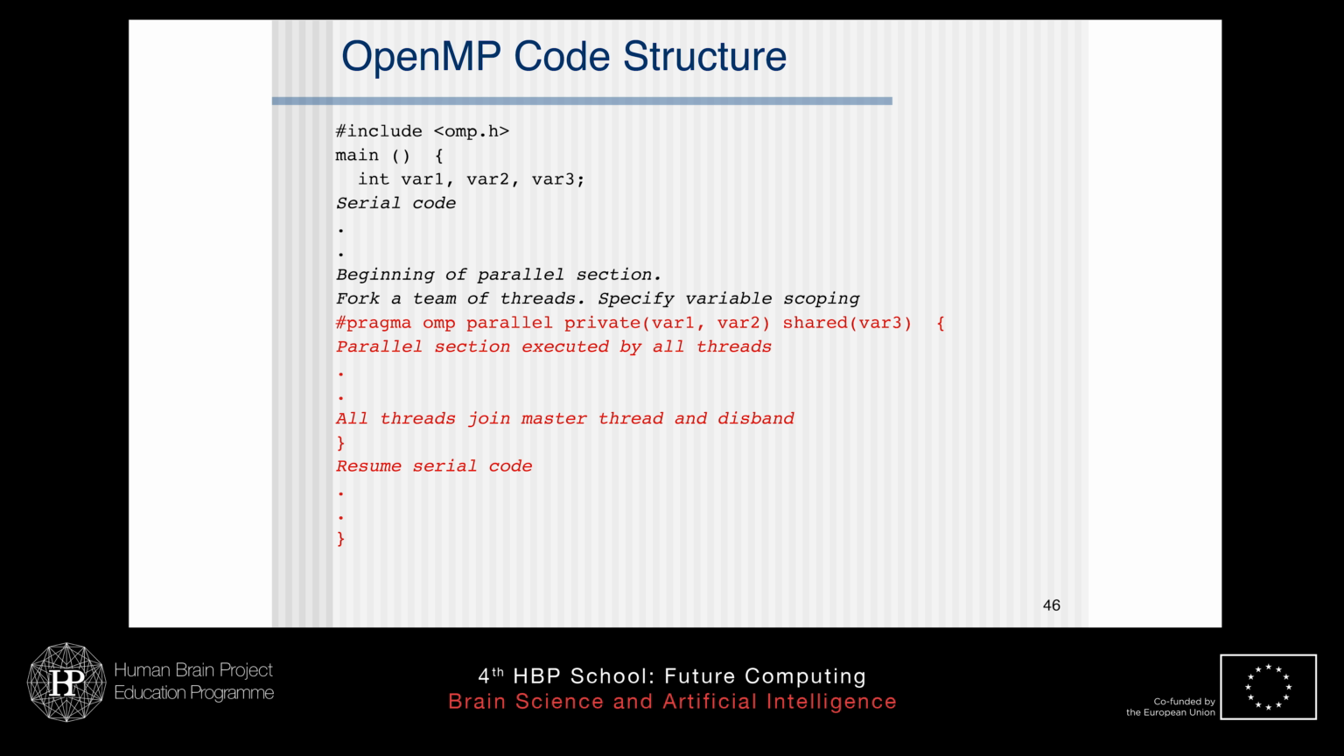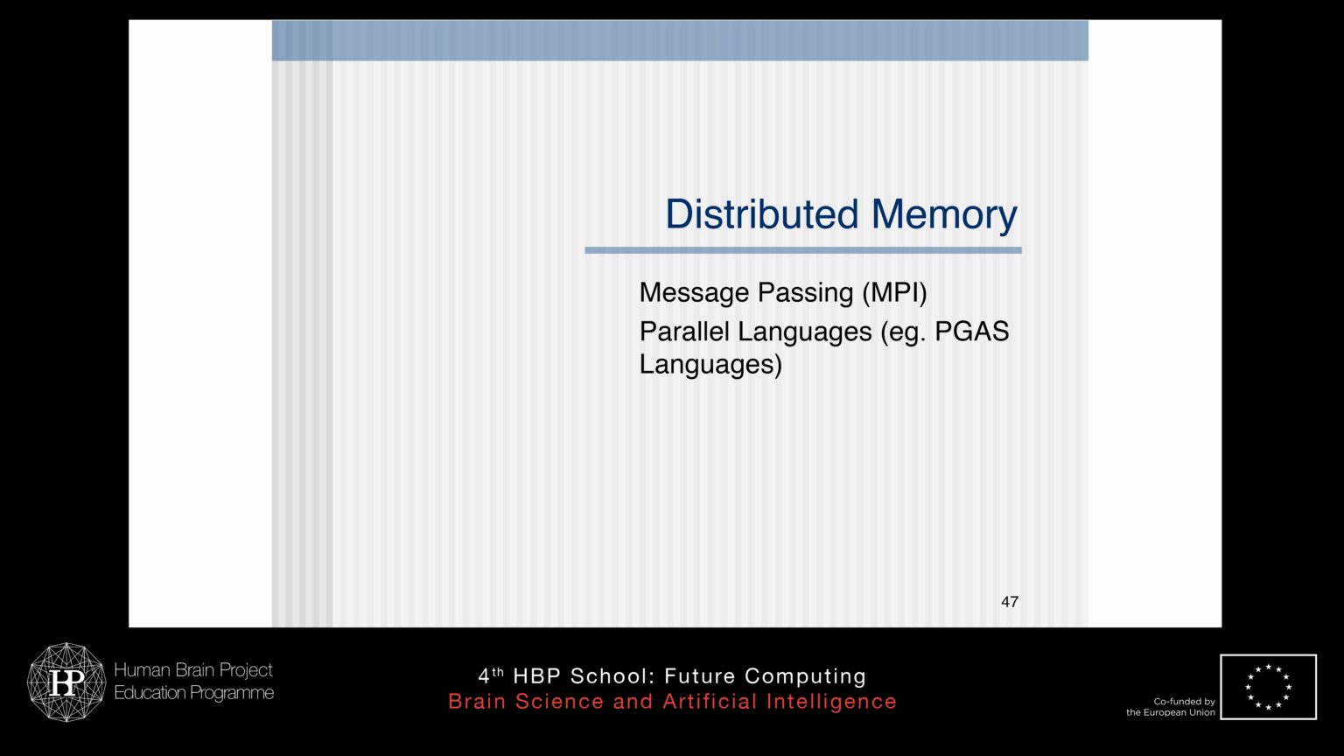You basically include your header file, of course, right? And then in the beginning of a parallel section, you use the pragma. You say, do this section in parallel, right? With private variables 1 and 2 and shared variable 3, and then you execute this region in parallel, and then you resume. You can do the same with a loop. You say, okay, execute this loop in parallel. So it's a very, very easy way to program parallel computing.